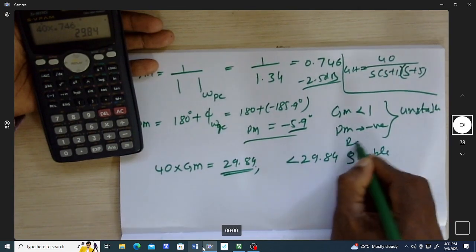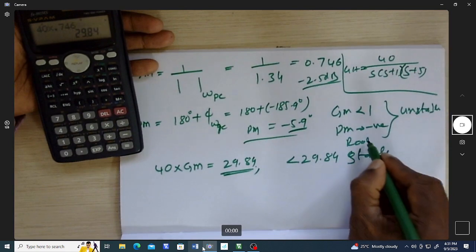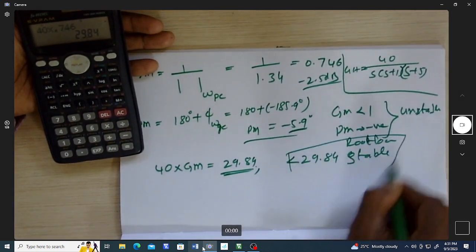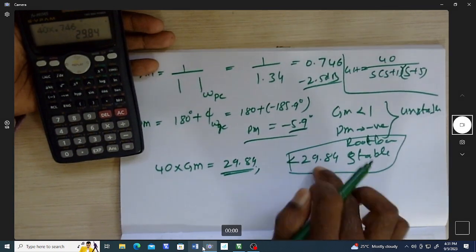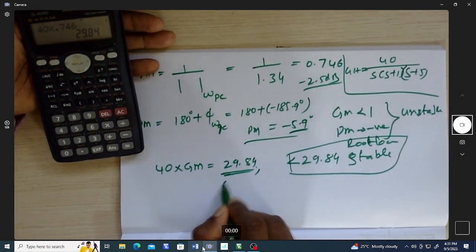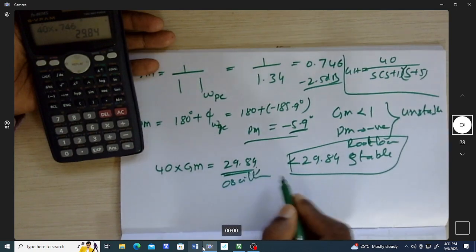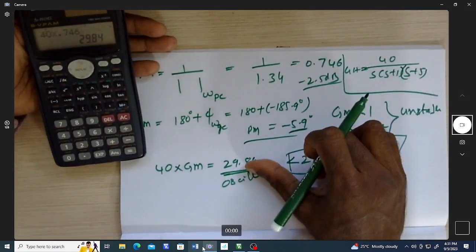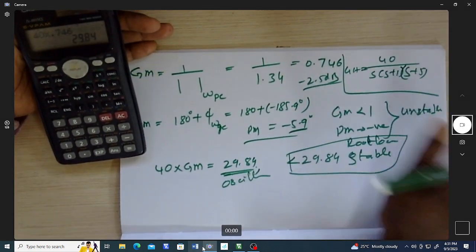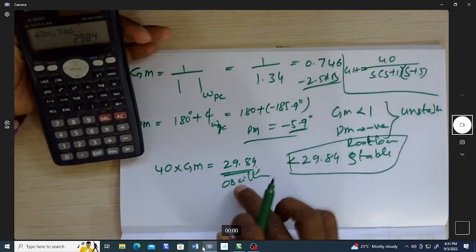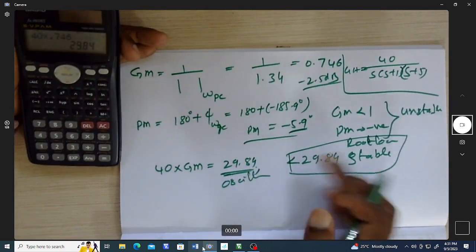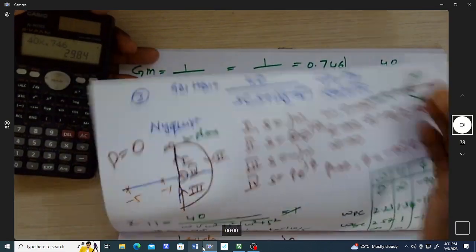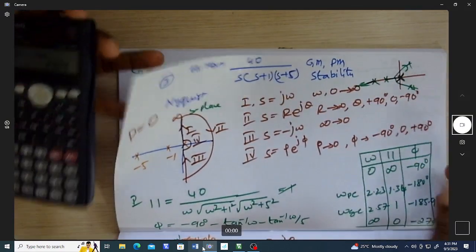This is the root locus gain because this is in pole zero form. If the root locus gain is less than this, then the system is stable. The system is oscillatory here, if this 40 becomes 29.84. If it is 40, the system is unstable. If it is anything more than 29.84, the system is unstable. That's what is shown here also. That's what is predicted here also.